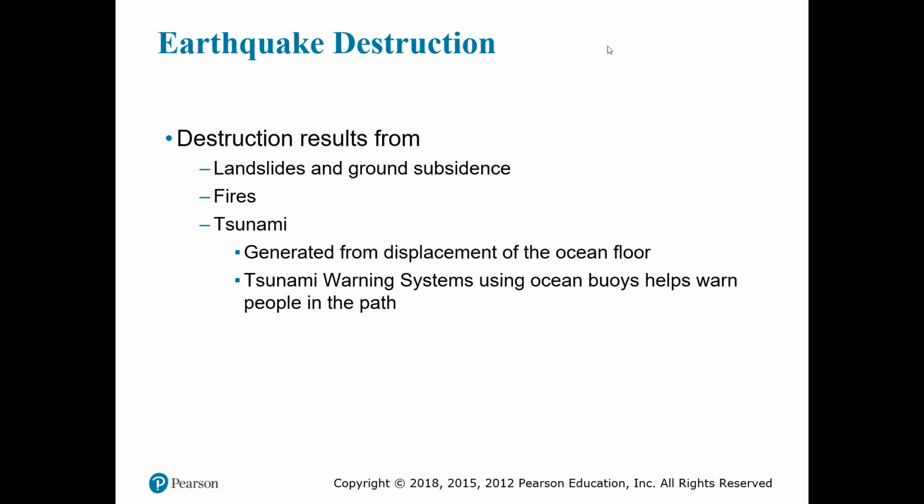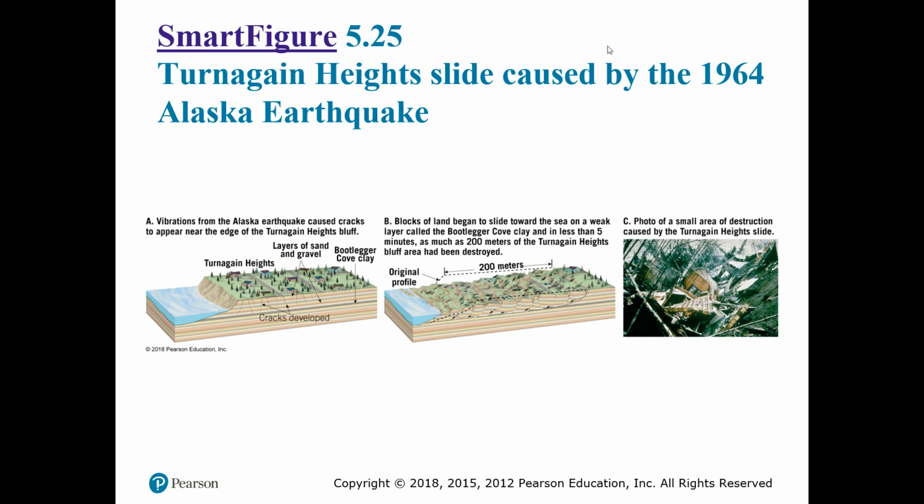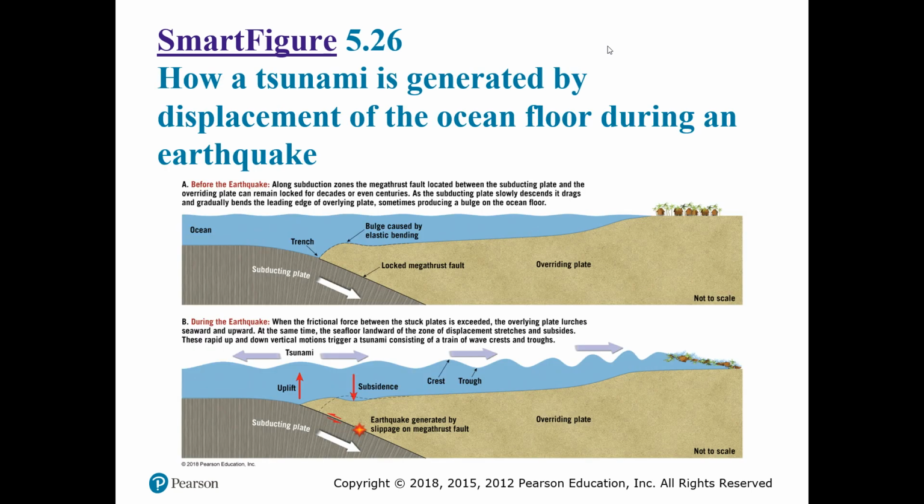Also, we get destruction from landslides that occur as a result of earthquakes, and what's called ground subsidence. That's just fancy for sinking of the ground. Fires can be caused, and tsunami, which are waves that are generated when the ocean floor is displaced. I do recommend that you take a minute to look at the next smart figures. There are 2 of them, so I would pause this video and take a look at them. They do a very good job of describing landslides, and the next one talks about what's actually happening when a tsunami is generated when we displace that land.